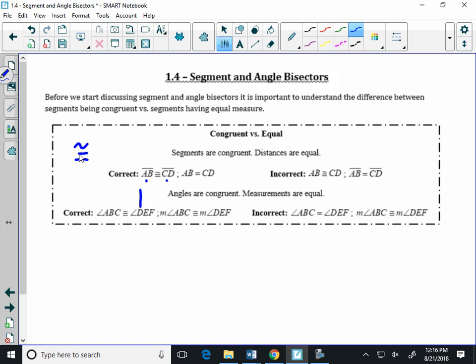Just know the difference. I'm not super picky with it. It's just more when you read directions, or later down the road you will have sentences with info in them. Just know the difference, and know that the equal sign with the squiggle means congruent, which means they're exactly the same.